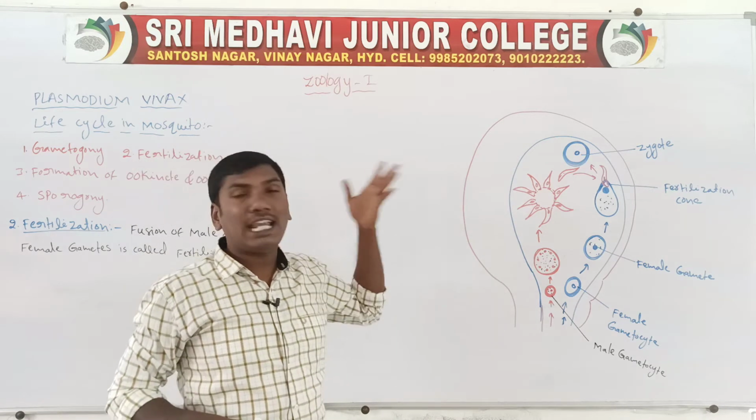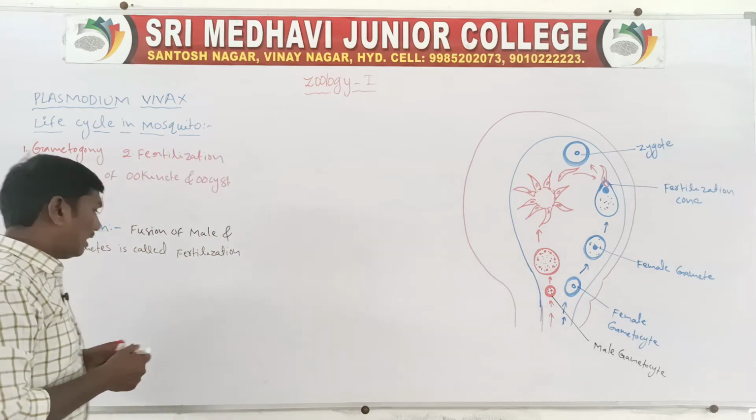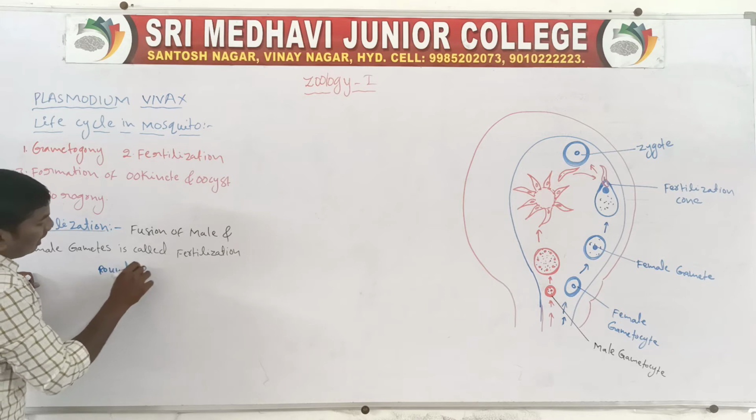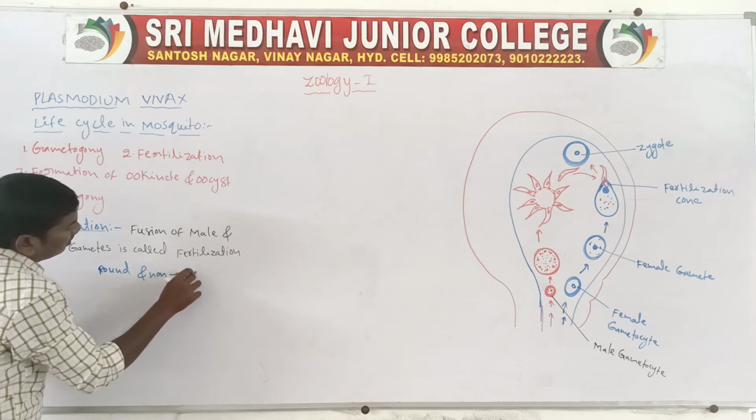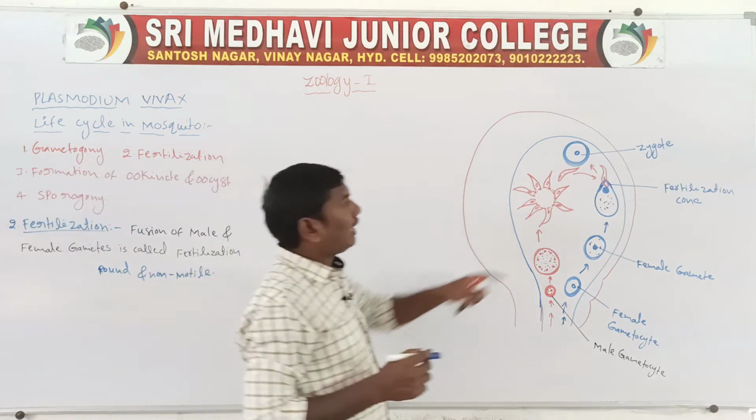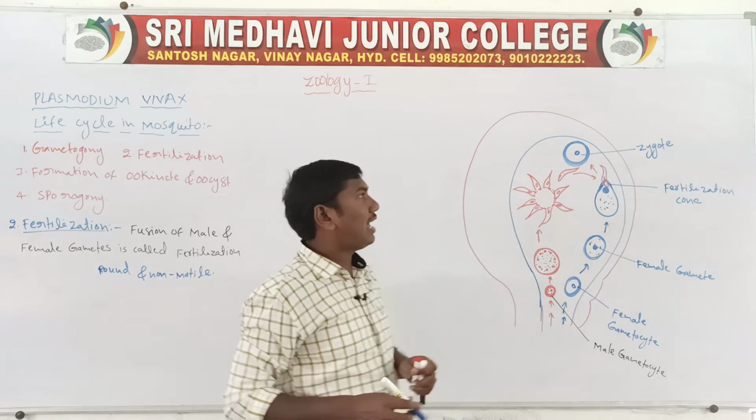Next one, the zygote is round and non-motile. The zygote shape is round and non-motile.